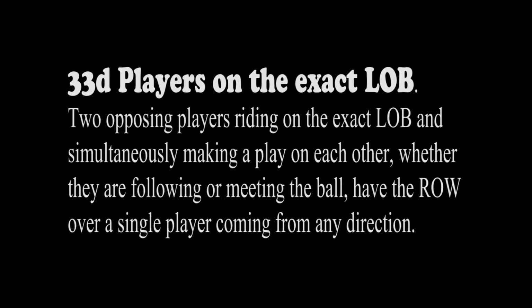33D. Players on the exact lob. Two opposing players riding on the exact lob and simultaneously making a play on each other, whether they are following or meeting the ball, have the row over a single player coming from any direction. The highest preference on the field is for two players riding each other along the line of the ball. There are no exceptions to this, and then you have the priority row.